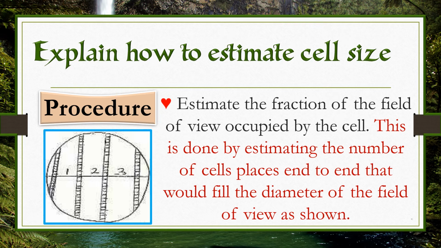Estimate the fraction of the field of view occupied by the cell. This is done by estimating the number of cells, placed end to end, that would fill the diameter of the field of view as shown.